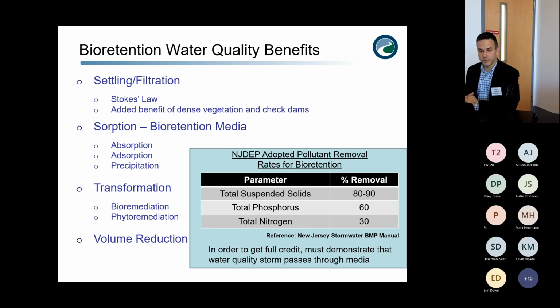There's settling and filtration that happens in that surface pond before it even makes its way down through the media. Then as it's moving through the media, there's different types of sorption processes that are occurring. It's removing sediment, but it's also providing sorption for nutrients, for example. There's different transformation processes with bioremediation, phytoremediation. Those plants that are in the rain gardens, for example, are taking up the water in the systems and providing nutrient and pollutant removal that way. And then finally, as I mentioned before, that volume reduction is a very important part of pollutant loading benefits from these systems.